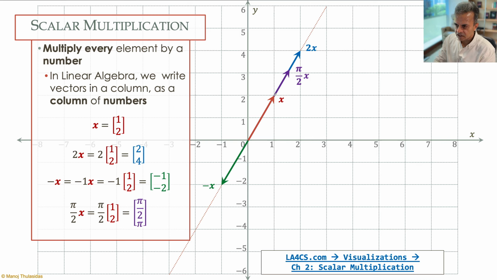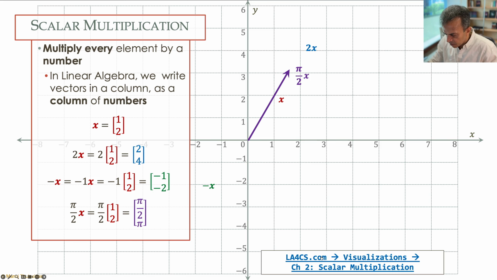So all the vectors that come about because of my scaling lie on the same line. This visualization, as I show it to you, may not be that engaging. So I have a visualization on my website for this book, la4cs.com. We can go there and look at it.